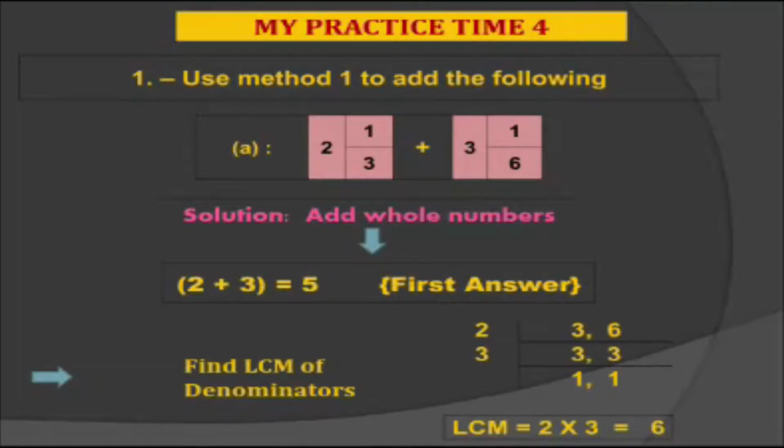Okay, and we can see that the denominators are different. So we need to find the LCM of the denominators, that is 3 and 6. Here we are finding the LCM: 2 3s are 6, and 3 1s are 3. So LCM is equal to 6, right?